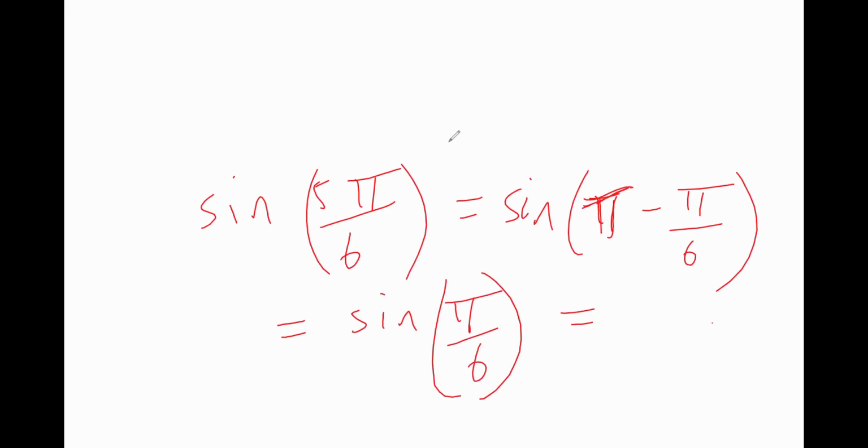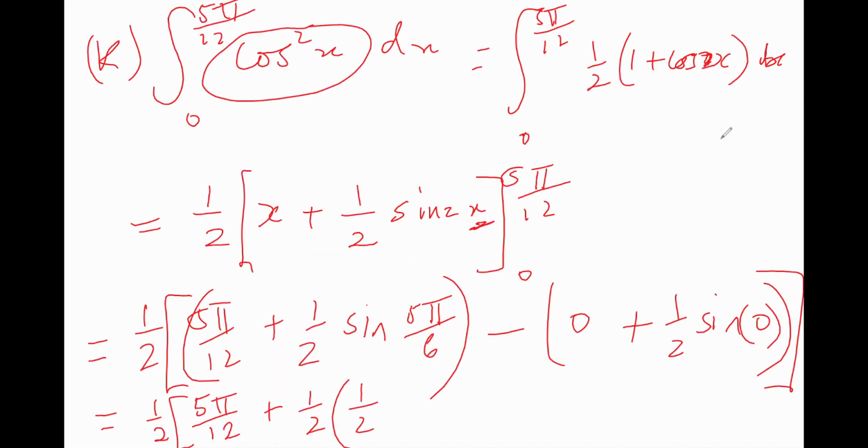So what is sine of pi on 6? Pi on 6 is 30 degrees. Sine of 30 is cos 60. That's a half. So just make sure that you plug in a half there from your calculator. Most of you will get a half, and then we're going to work this out. You're going to get 5 pi on 12 plus a quarter by a half.